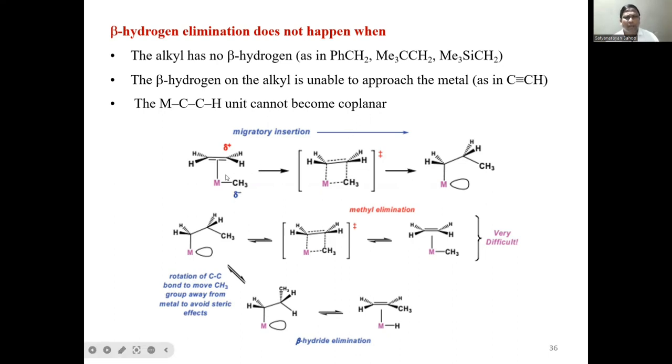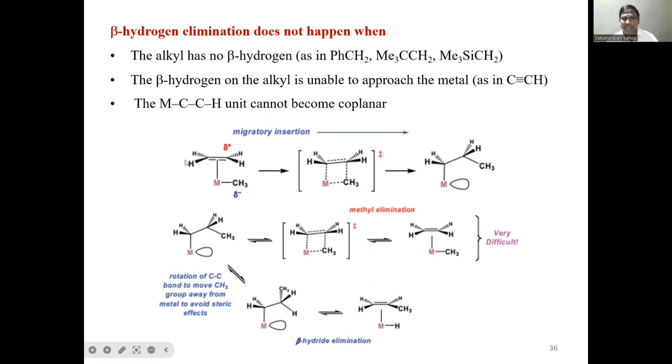Now we'll see the methyl elimination. For example, here there is insertion of this alkene into the metal carbon bond, particularly the metal methyl bond. So you get the insertion of alkene into the metal methyl bond, giving the corresponding metal alkyl. Now we have to see the reverse, as in beta hydrogen elimination. So can we have this methyl elimination?